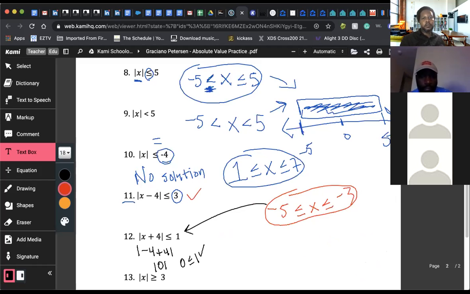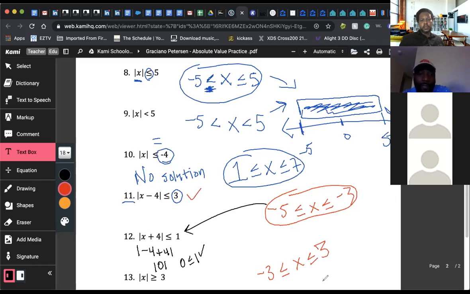Since number 13 is visible, we'll go ahead and do 13 too, because it's actually pretty easy. It's just 3, and we have x. So we know our answers are going to give us -3 and 3. So we're going to say x is greater than or equal to 3. So we have it that as long as x is in between that range.